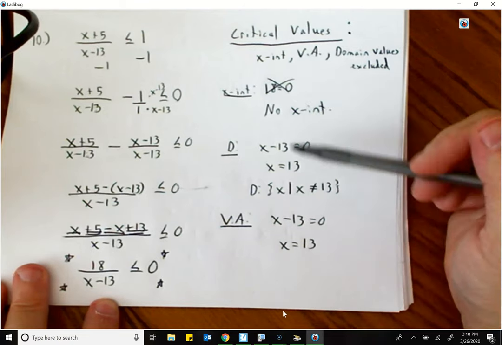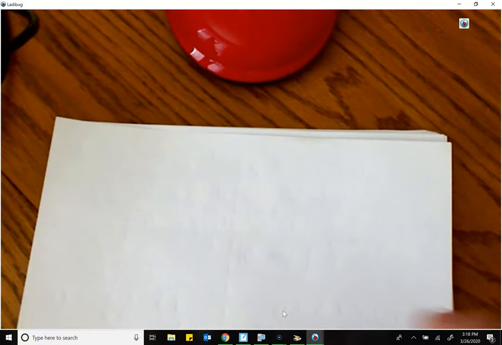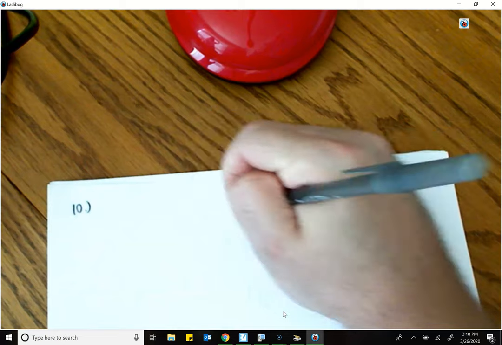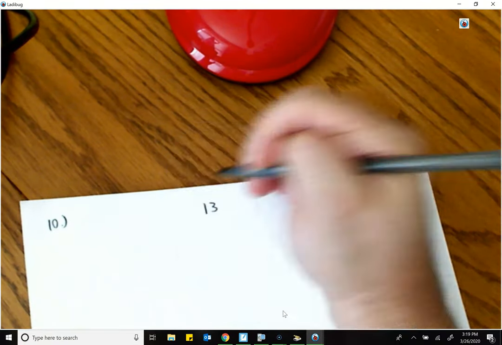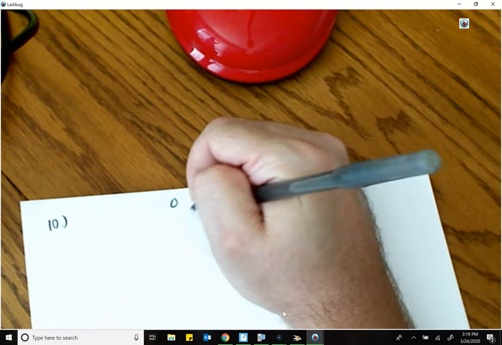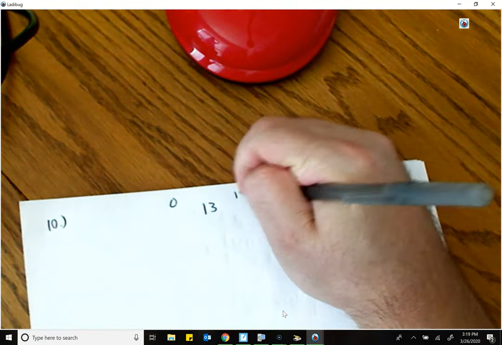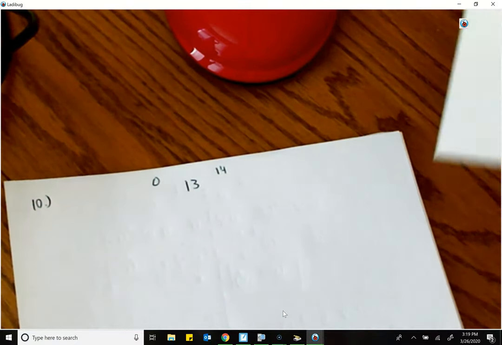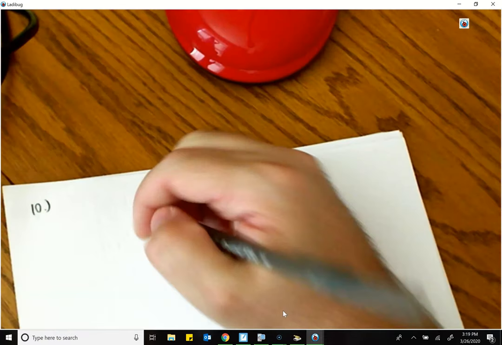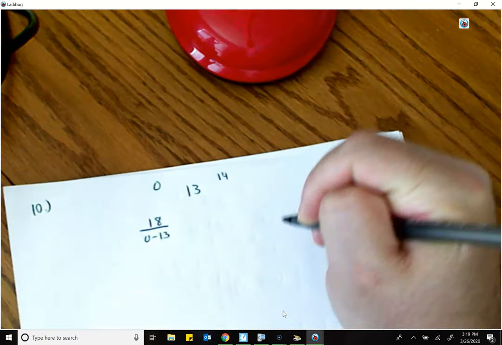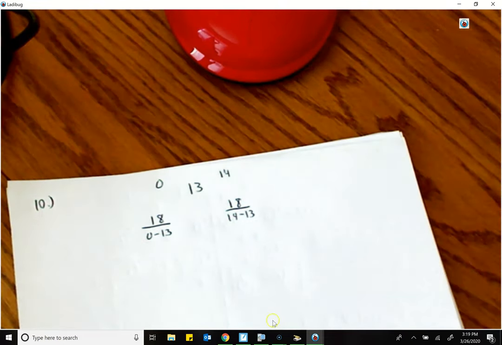These are going to help us set up the intervals we now want to look at. Our intervals basically revolve around the number 13. I need a number below 13. Let's make it easy and choose 0, because 0 is easy to work with. Normally some of you probably pick 12, but 0 is really easy. For a number above 13, I will definitely use 14. All we're going to do is plug into the equation that we found right here, and all I care about is the sign. So we have 18 over 0 minus 13, and 18 over 14 minus 13.